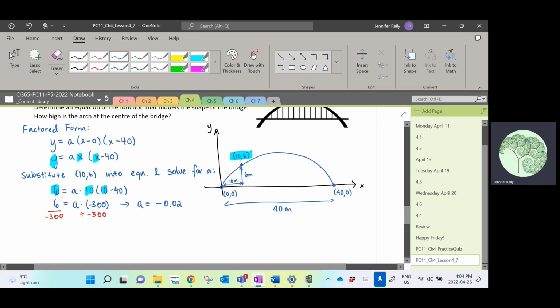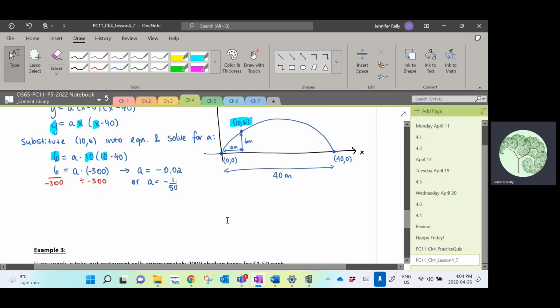You can also write it as a fraction. I'll put, or a equals negative 1 over 50. So 0.02 is the same as 1 over 50. So it's up to you whether you want to leave it as a decimal or a fraction. Either way is fine, it's the same number.